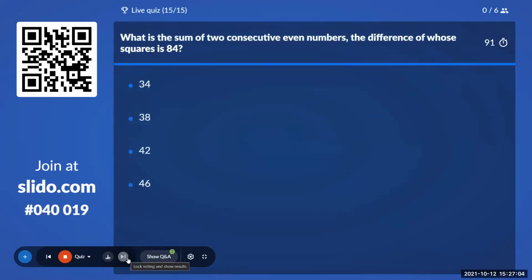What is the sum of two consecutive even numbers, the difference of whose squares is 84? Guys, just assume the two numbers as n and n plus 2. Or you can just take n and n minus 2, since two consecutive even numbers are separated by a value of 2. And the difference of whose squares is 84. So basically n square minus n plus 2 whole square is 84. So the n square term will get cancelled out. This should solve it.